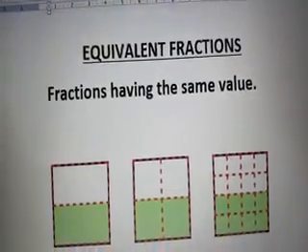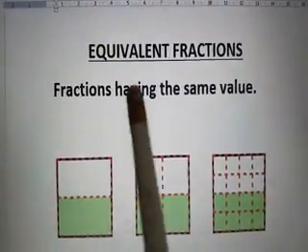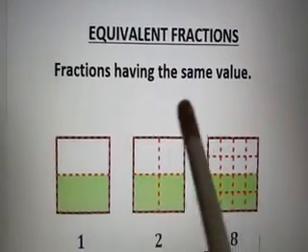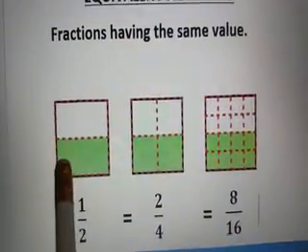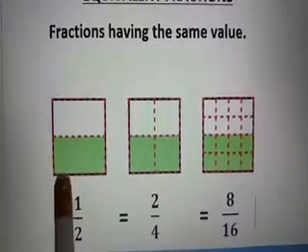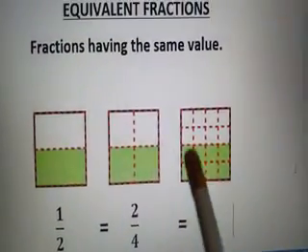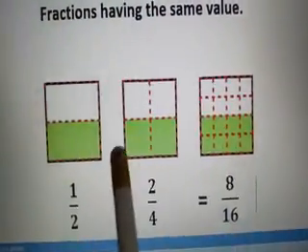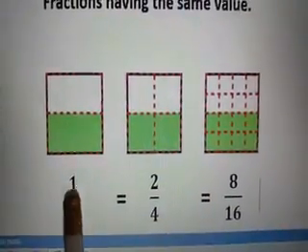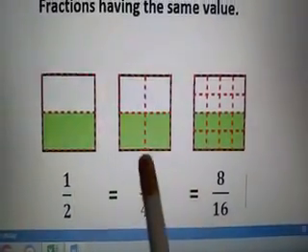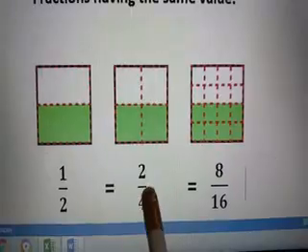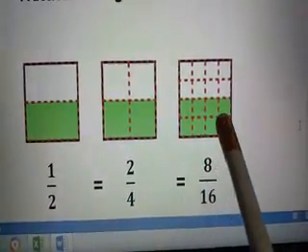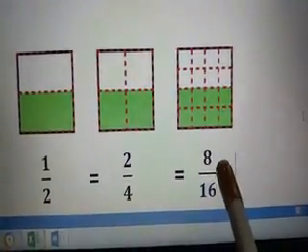Next topic we will learn is equivalent fractions. Means fractions having same value. Here this figure has been divided into 2 parts. This figure in 4 parts and this figure in 8 parts. And you have taken only one part of it. The fraction is 1 by 2. You have taken 2 parts of it. Fraction is 2 by 4. Here you have taken 8 parts of it and the fraction is 8 upon 16.